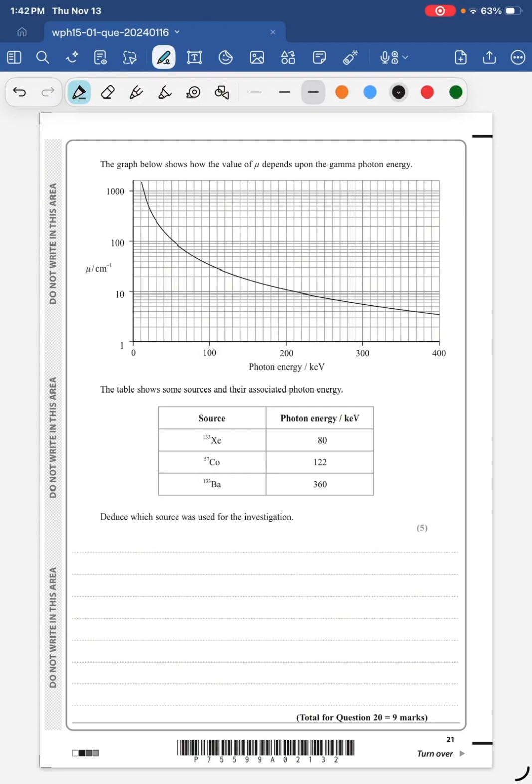Okay, so if we take the ln of the formula given to us, we will find that ln of R is ln of R naught minus mu X, so the gradient is mu.